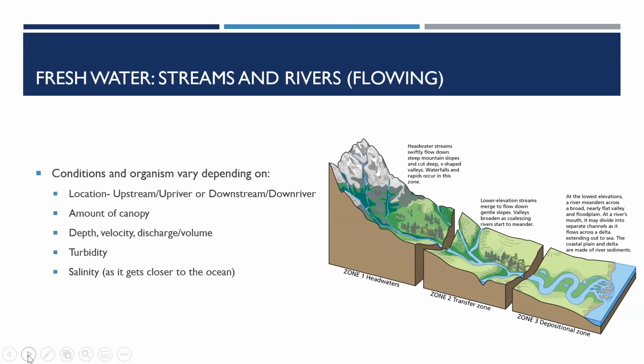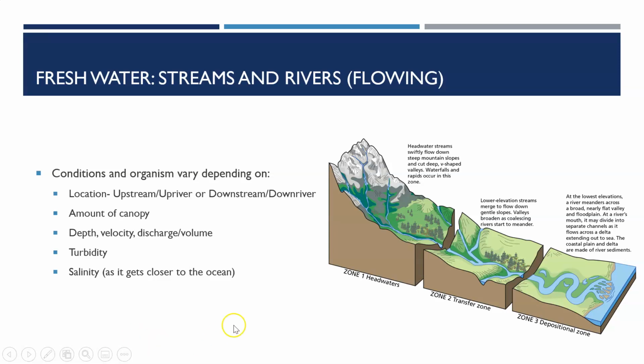So it could depend on the location, if you're upstream or upriver, are you downstream or downriver, the amount of canopy, so there's a lot of canopy over top of your stream or river. That's going to affect the amount of sunlight which is hitting the water, which affects the amount of producers that can live in there. The depth, the velocity, so how fast your stream is flowing, how much water is available in your stream or in your river. The turbidity is how much sediment is kicked up and moving around in that water. And then lastly, the salinity. So there's going to be some changes in the amount of salt as we get closer to the ocean.